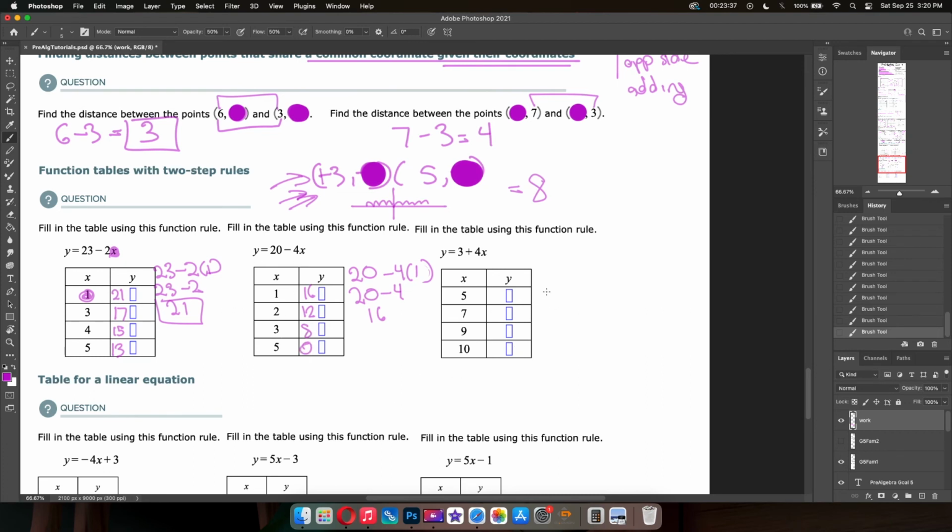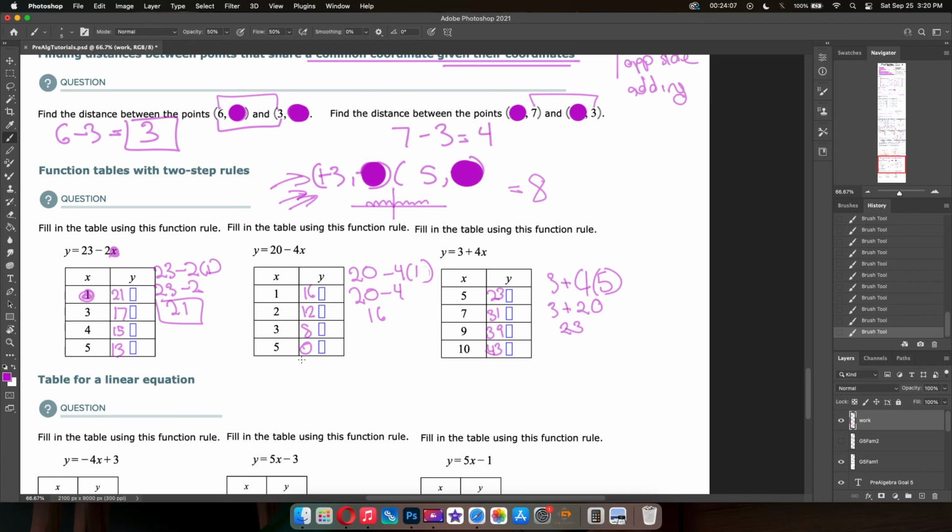And now again, 3 plus 4, that's a terribly written 4, times 5. So 4 times 5 is 20. 20 plus 3 is 23. So that's my first box, and now I mental math it through the rest. 7 times 4 is 28. 28 plus 3 is 31. 9 times 4 is 36. 36 plus 3 is 39. 10 times 4 is 40. 40 plus 3 is 43.